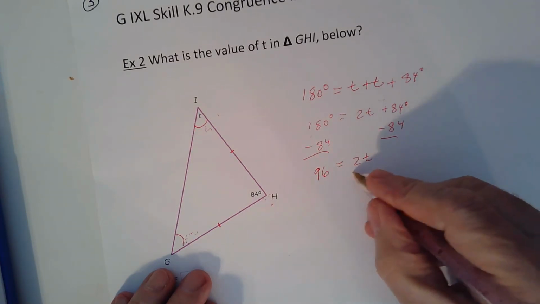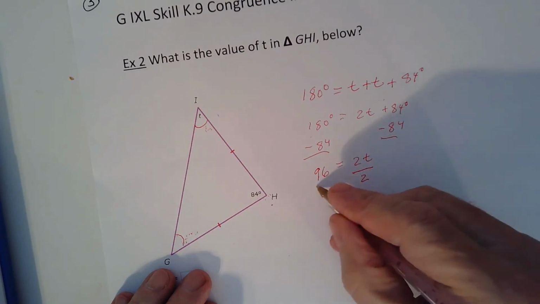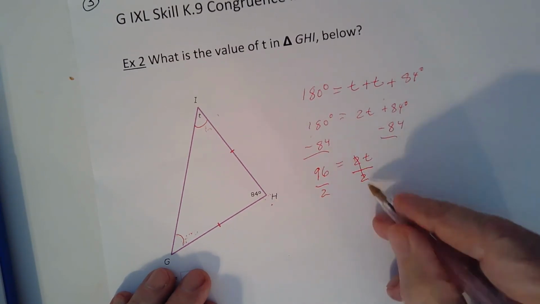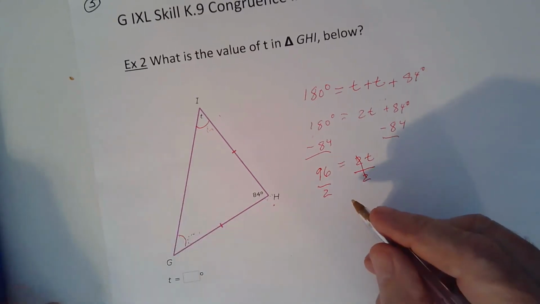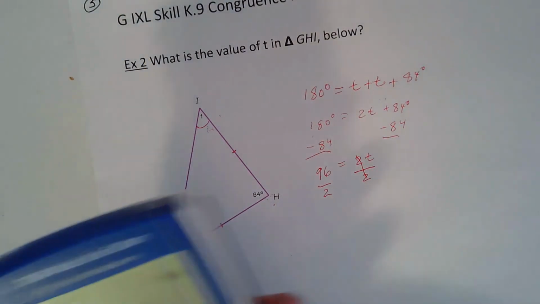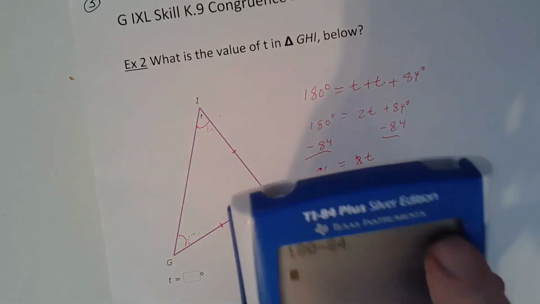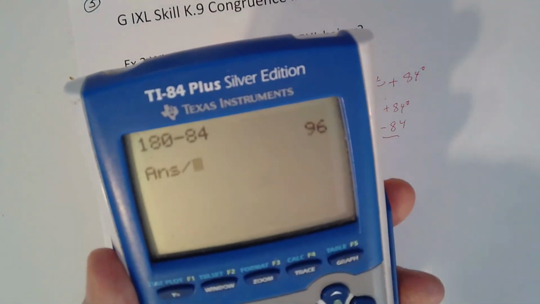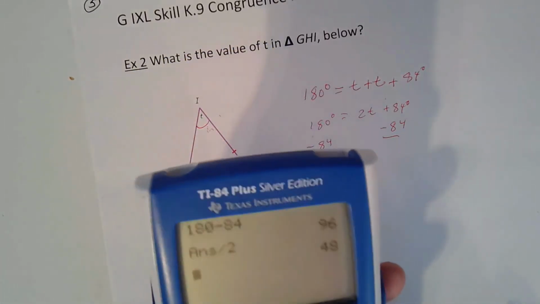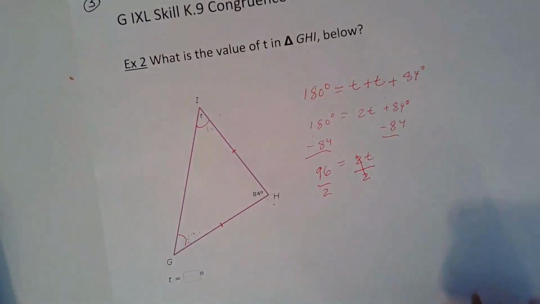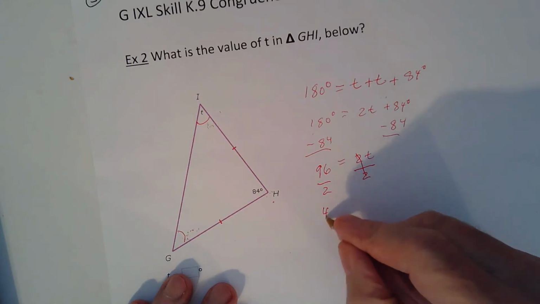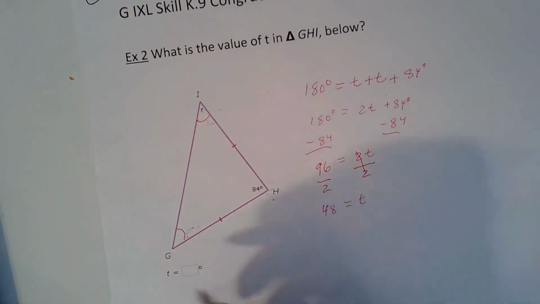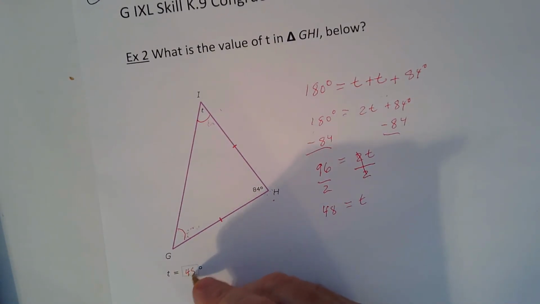Now we divide by 2 because we're undoing to find out what t is all by itself. 2 over 2 is 1t, so 96 divided by 2, and we find out that 1t is 48. So 48 equals t. Okay? So now we know that that's what it is, 48 degrees.